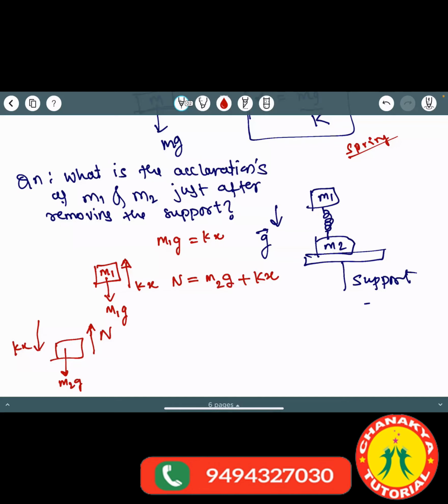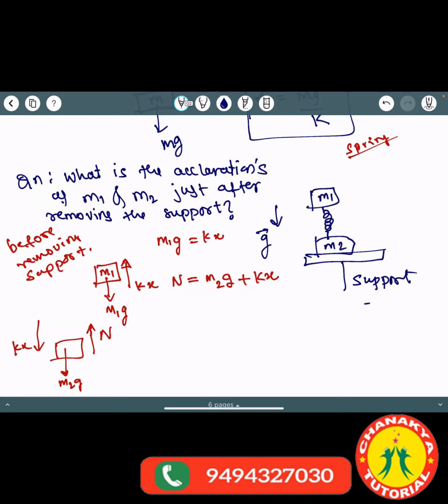Okay, so this is the situation before removing the support, right? Okay, now we'll talk about what they are asking. Once we remove the support, with what acceleration M1 and M2 will move. They are asking just after removing the support. After a long time, what happens? We don't want to care.